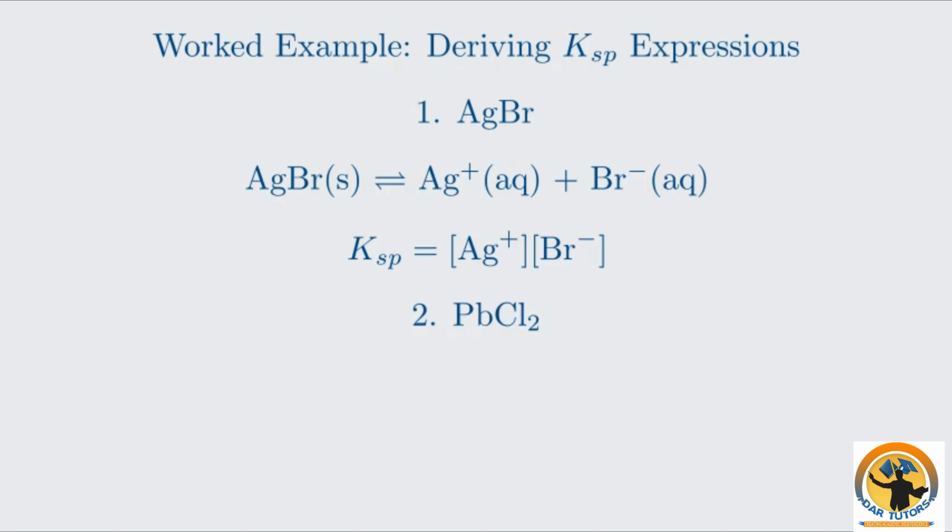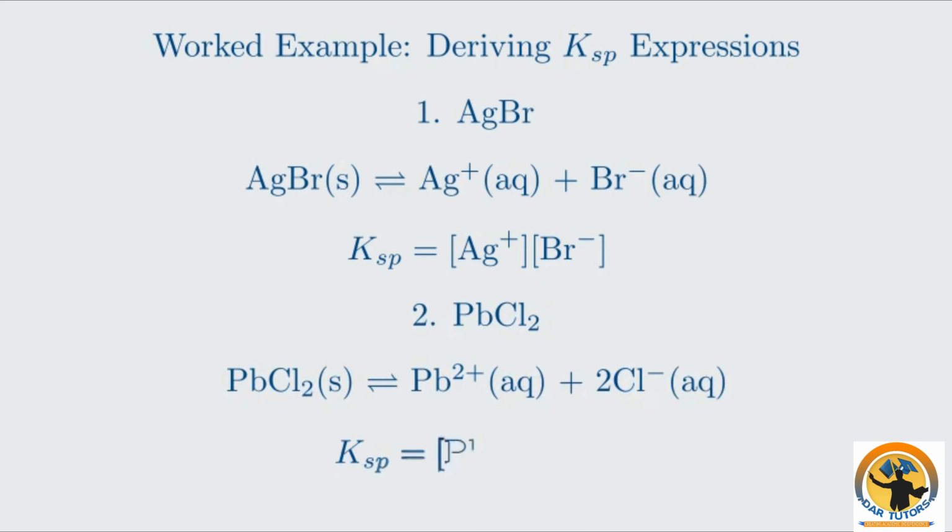Now for a slightly more complex one, lead chloride, PbCl2. The solid dissociates into one Pb2+ ion and two Cl- ions. Here the coefficient for chloride is 2. This means we must raise the concentration of Cl- to the power of 2. The KSP is Pb2+ times Cl- squared. Failing to include this exponent is a common error, so be careful.